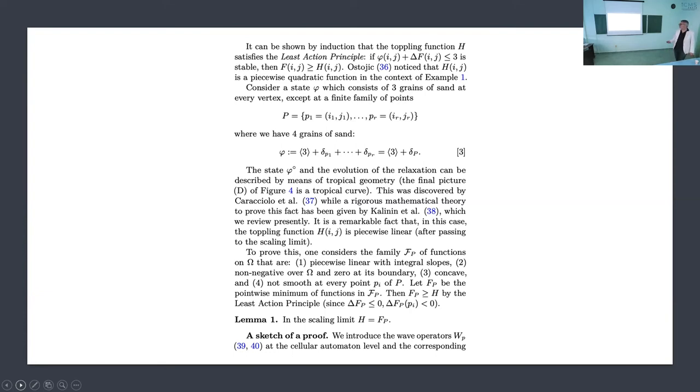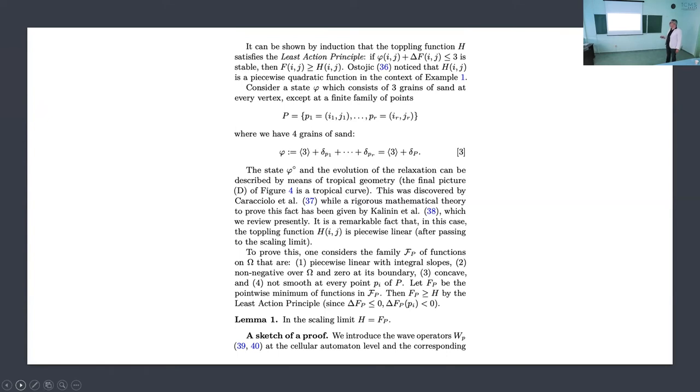So the lemma is that in the scaling limit, this is literally true, though of course it is not literally true for a finite sample. A sketch of the proof.